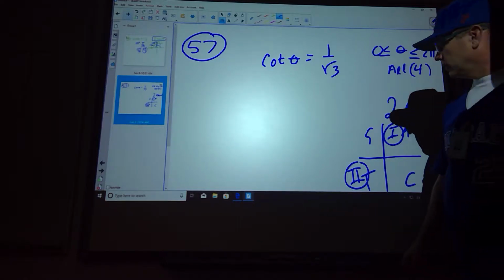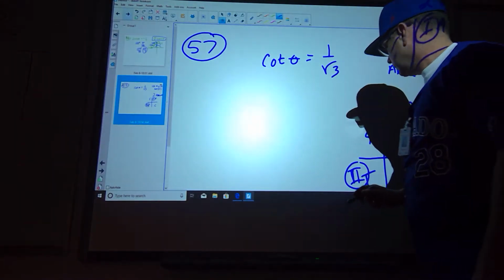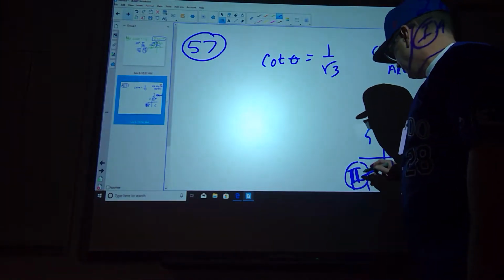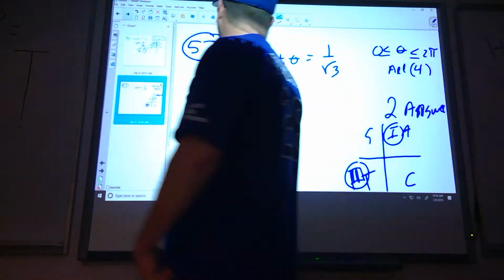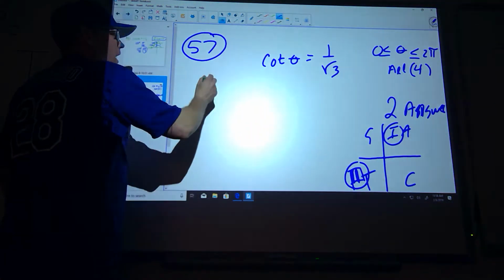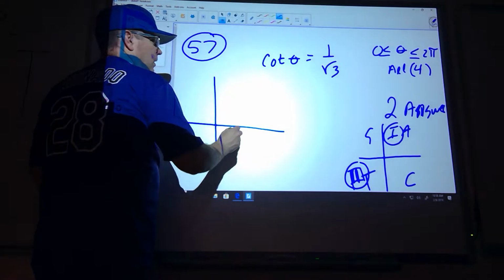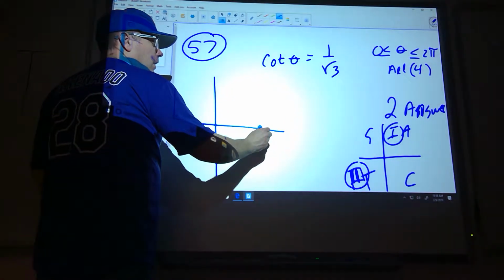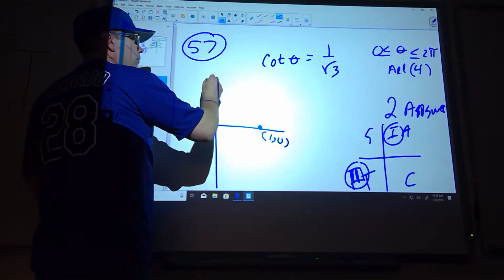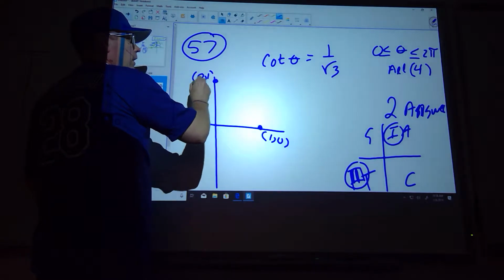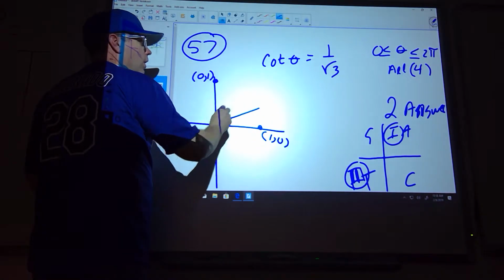Is it quadrant 3? Yes, thank you. Silly. Come on. 3, there we go. All right. So then, just think about this. Why do you think I keep showing you all this? Right here. Because it works every time.